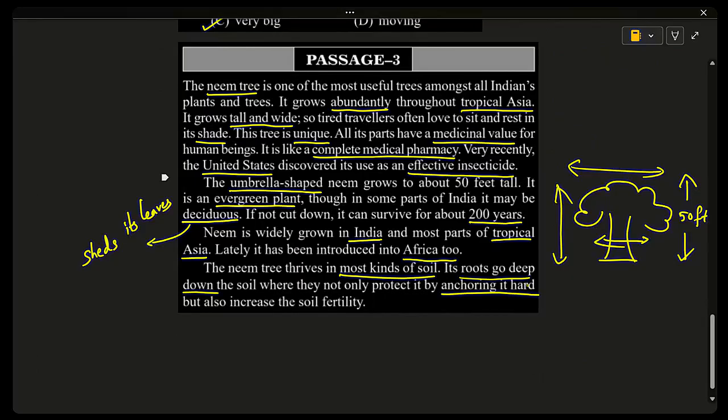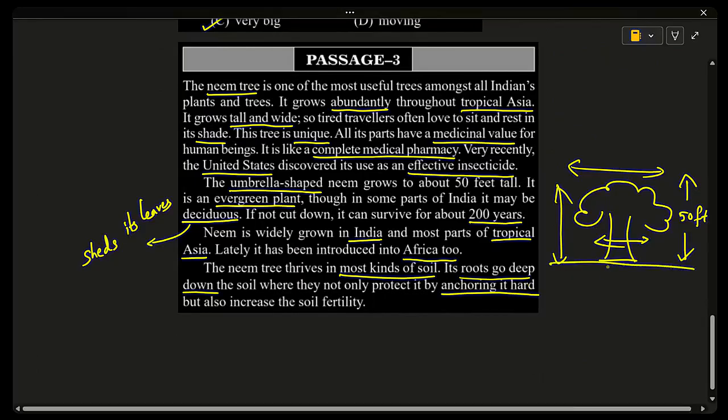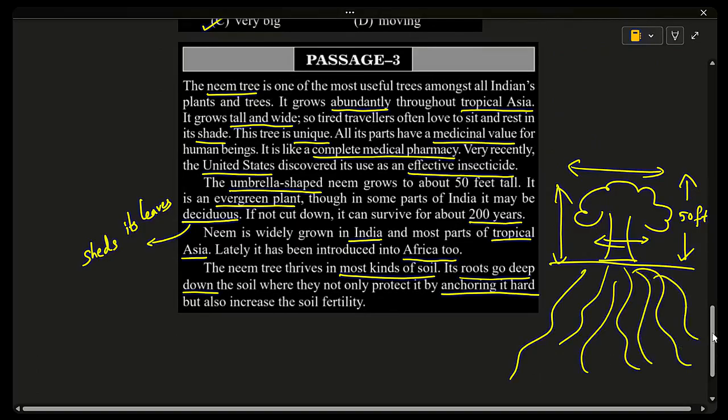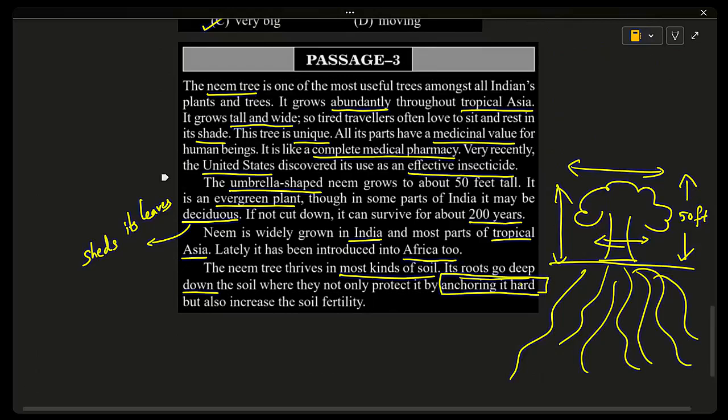Why? Because the roots, if this is the land, the roots go very deep into the earth. It is holding the earth like anything. That means anchoring. Anchoring means it holds the land very hard. But it also increases the soil fertility. There is a use of these roots that go into the soil, that is, the soil fertility will be increased.